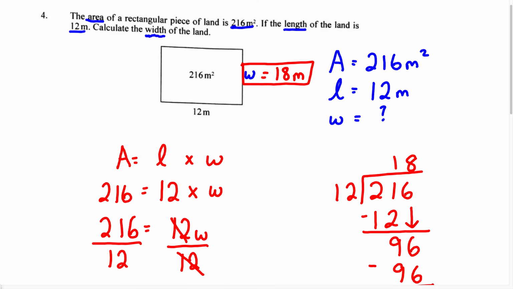Now all we did is, once we identified this was an area problem, we wrote down the area formula for that particular shape. In this question, it was a rectangle. Once we wrote down the area for that shape, we wrote down what we had and what we were looking for. Well, they gave us the area and they gave us the length, but they wanted us to find the width. We just substituted those values into our formula and manipulated the equation in order to solve for the missing value.